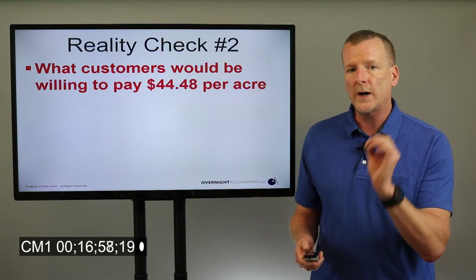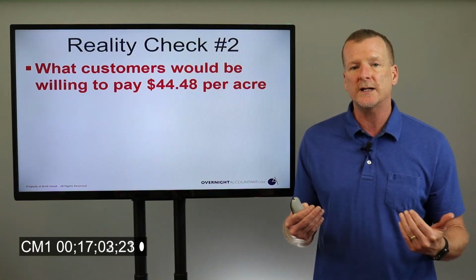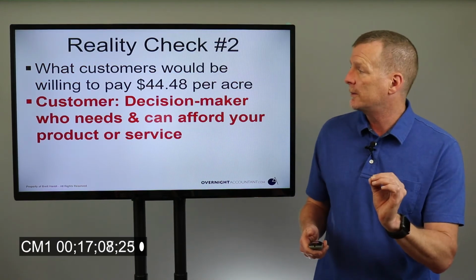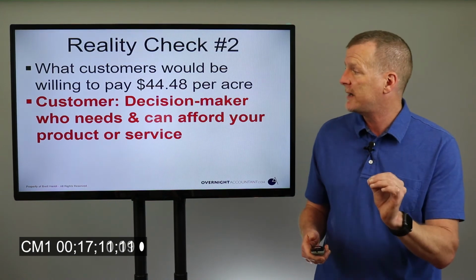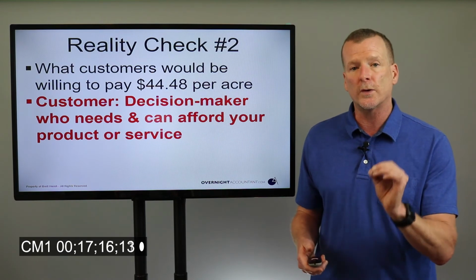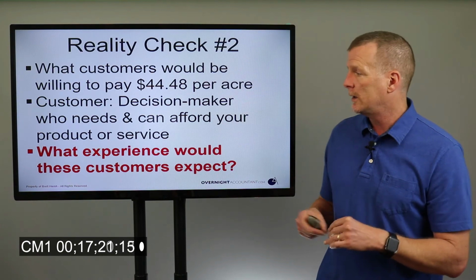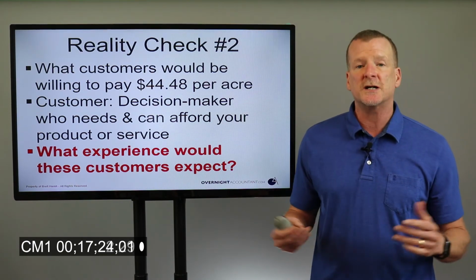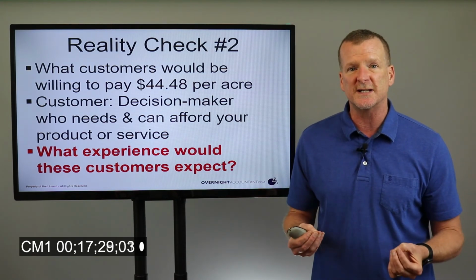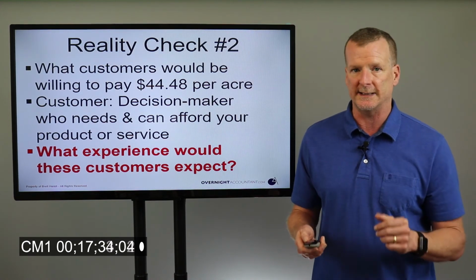So, are there customers out there that would be willing to pay $44.48 an acre for Jimmy to come and mow their lawns? Now, remember from customer experience, the decision makers: he needs to find decision makers who need his lawn service and who can afford to pay the price that he must charge for that product or service. Now, what customer experience would these customers expect if they're going to be paying $44.48 an acre? It's going to be quite different than those customers paying $25, okay? That's what we're kind of getting at with this lesson.